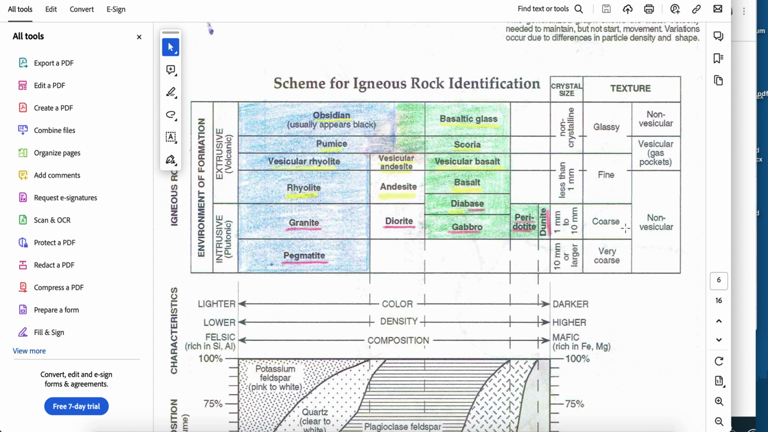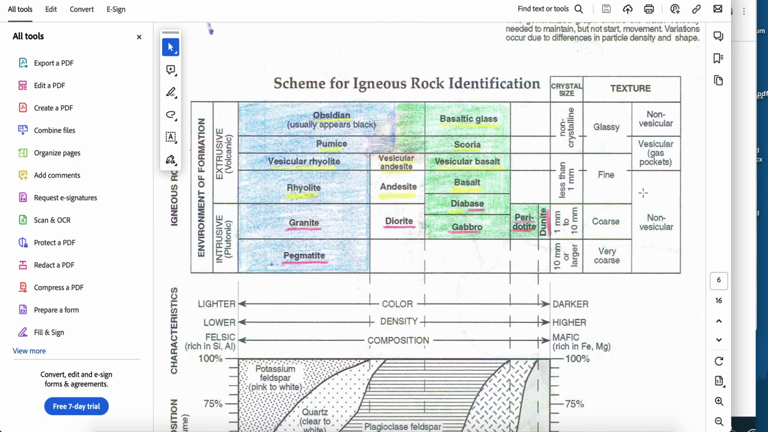So your intrusive rocks, we have coarse, which is 1 to 10 millimeters. Your very coarse, which is only one sample that the Regents holds you accountable for knowing, is pegmatite. Pegmatite is 10 millimeters or larger.